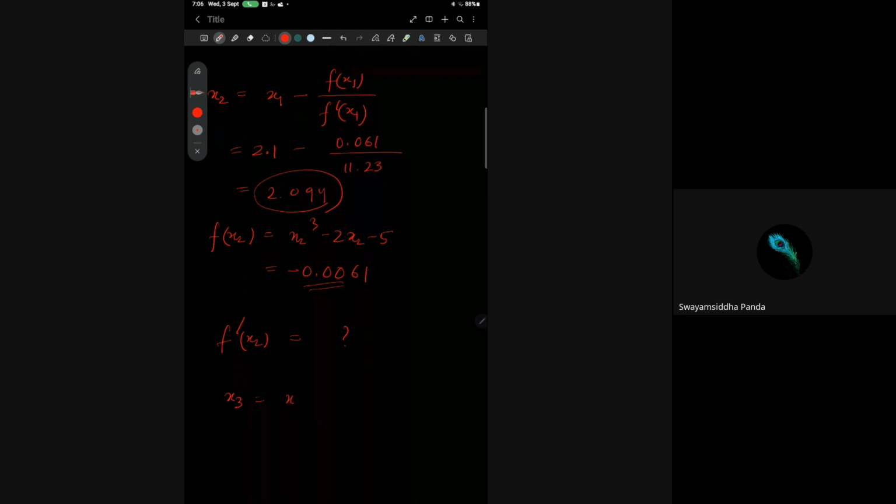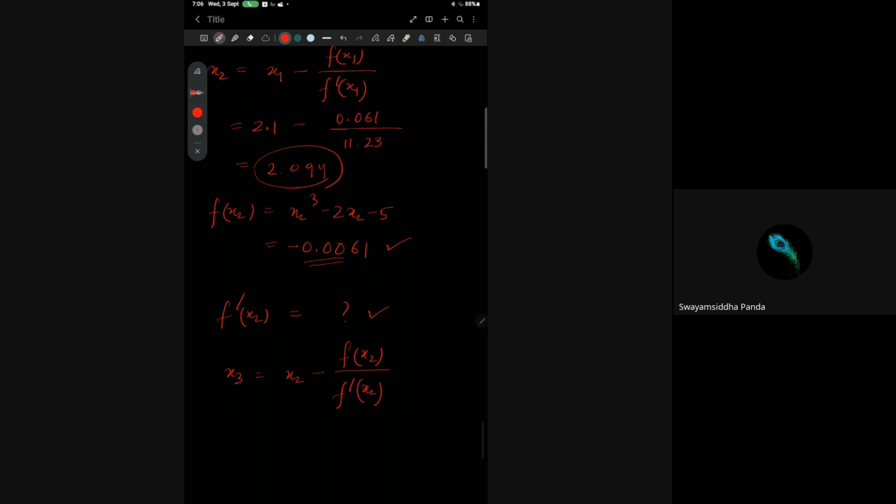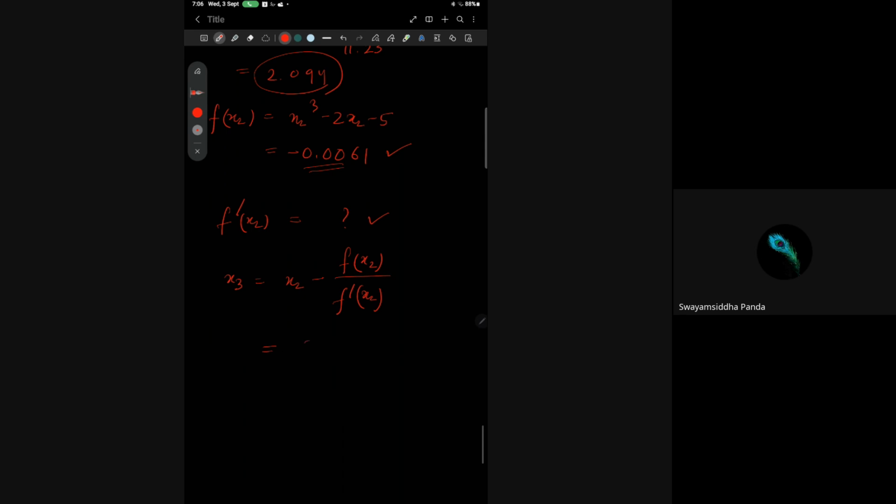x3 will be equal to x2 minus f of x2 by f prime x2. Okay. Here we have the value of x2 and f of x2, and we will find f prime x2. Then we can find out the value of x3, and then we will check again what f of x3 is. If it comes as 0.0000 some numbers, we will say that this is 0, then this will be the solution. Is it clear?